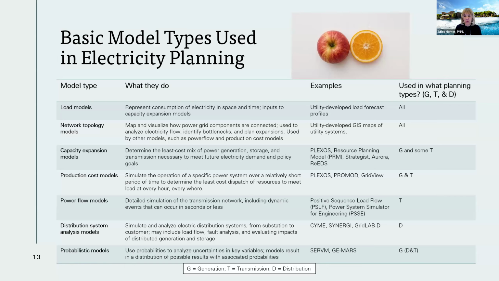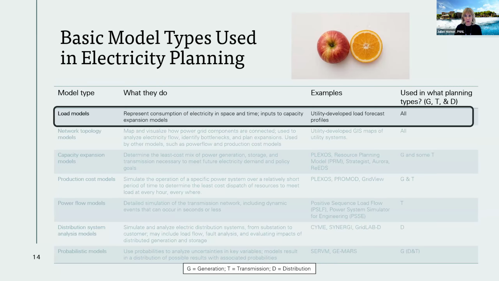So I'm going to just kind of go through these briefly. We can think of these first two model types, load models and network topology models, as really data models, where the others are more analysis models. So what do we have here?